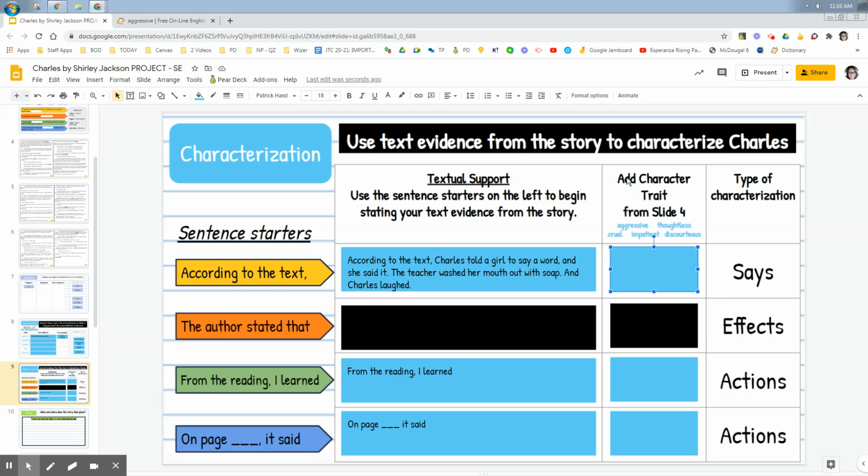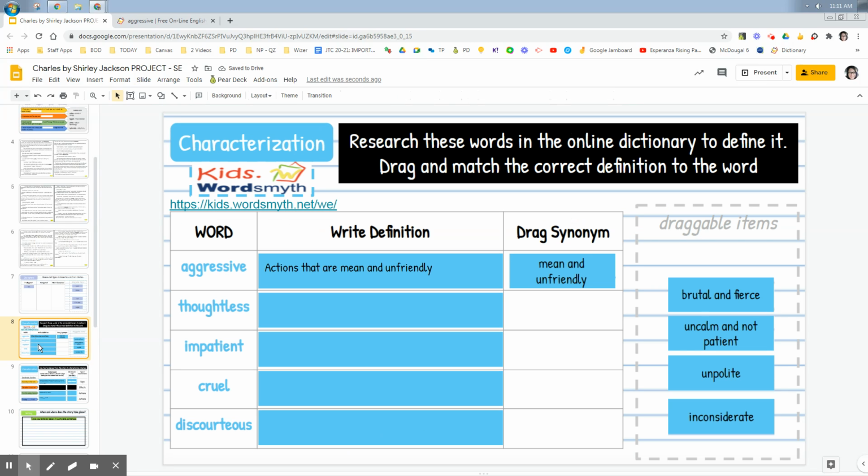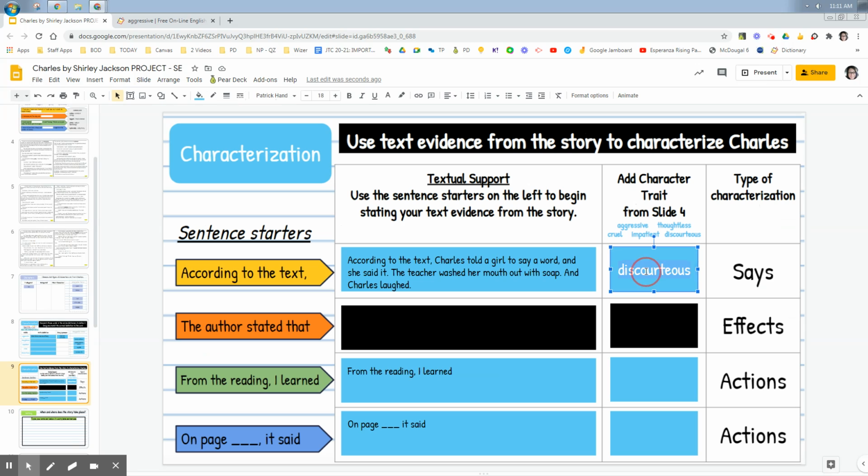So in this next box that's underneath add character trait, where I put a question mark, you're going to add either would you characterize them as aggressive? And remember the words are right here at the top, so you're choosing one of these 5 words. Would it be aggressive? Would you describe Charles telling the girl to say a word to be thoughtless? Would you describe him to be cruel or impatient or discourteous? And remember, you wrote the definitions and matched the synonyms on slide 8 right here. So that way you're able to figure out what's the best character trait.